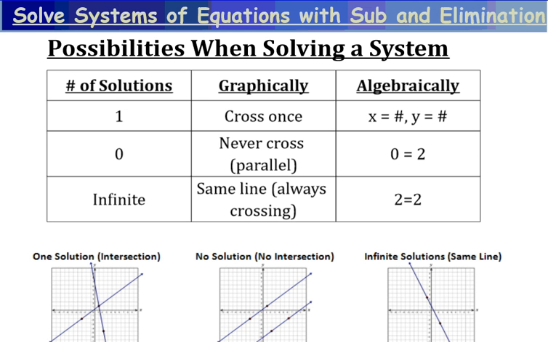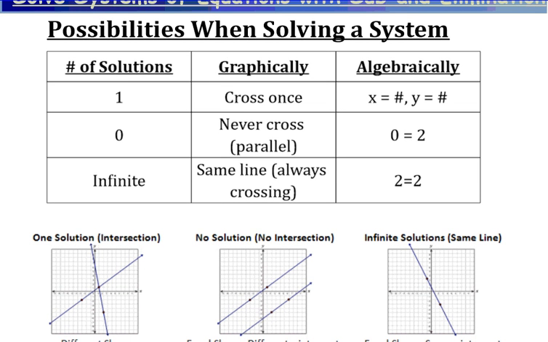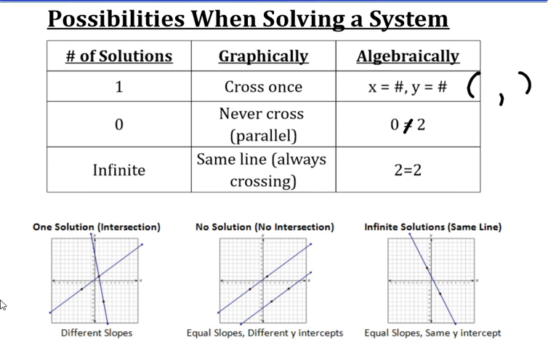So I've summarized it with this table. Most of the time when you are solving a system of equations, there's only one solution. It means they cross just once. Algebraically, it means the point where they cross is x equals a number, y equals a number. If there's no solution, it means they never cross. It means they're parallel. Algebraically, you get a statement like 0 equals 2. That's false. Infinite solutions means that they're the same line. They are always crossing. Algebraically, your variables go away. You get a statement like 2 equals 2.